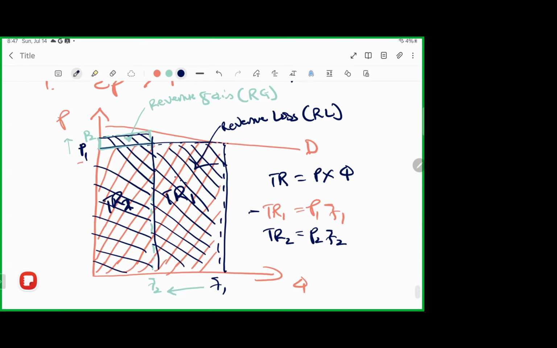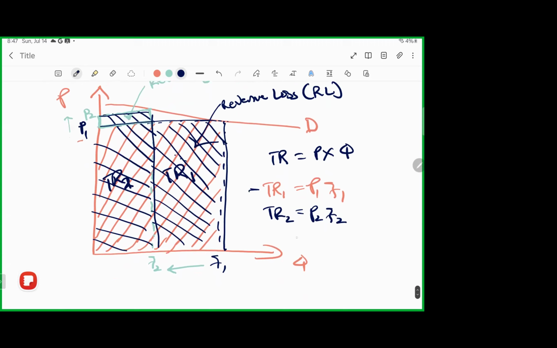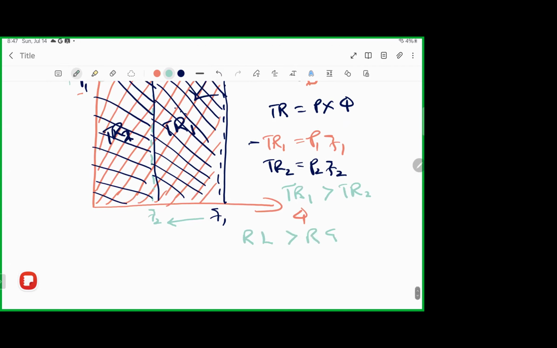So you realize that R1, the old revenue, is more than R2, the new revenue. In other words, the revenue that you will lose, which is RL, would be more than the revenue that you will gain.